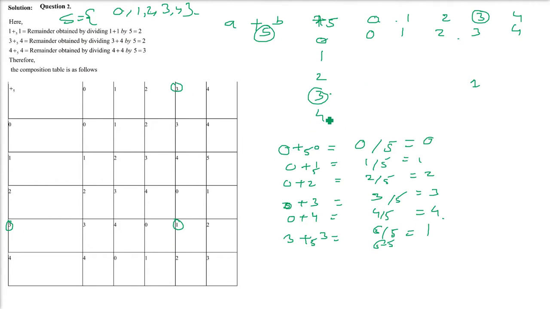Let us take one more value. Let us say we are taking 4 and then 2. So 4 plus 2 is 6. 6 divided by 5, again 1. So 4 and 2 and 2 and 4, both are going to give you value as 1. So you can just simply compute it once and write both the values, because there are 2 intersection points.